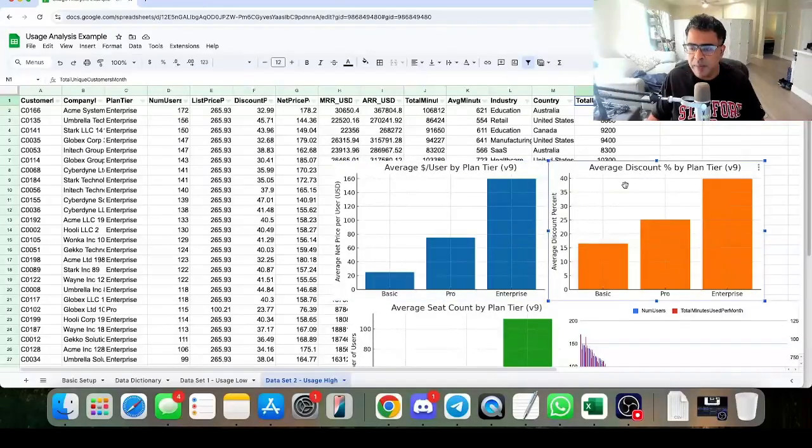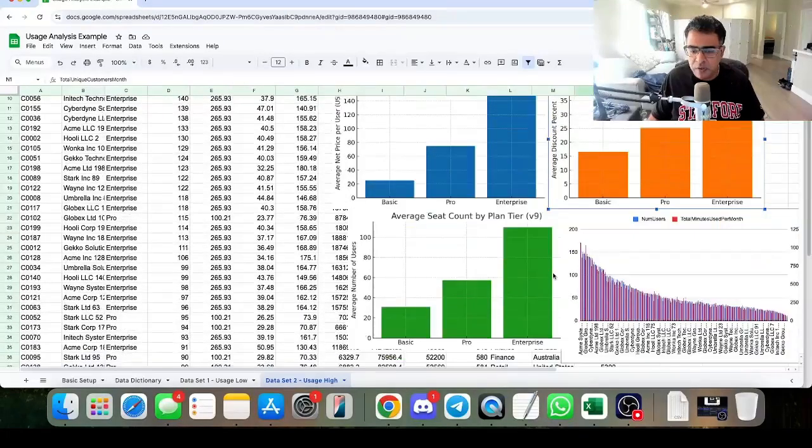Then we look at average discount. We see that as expected, enterprise tier gets discounted more, pro gets discounted a little bit less than that, and basic gets discounted less. So par for the course. I can see average seat counts.